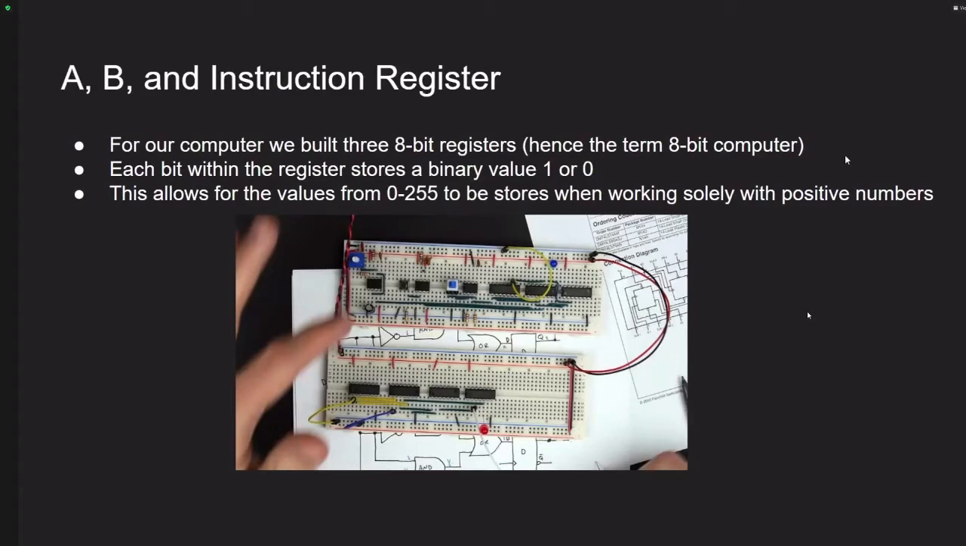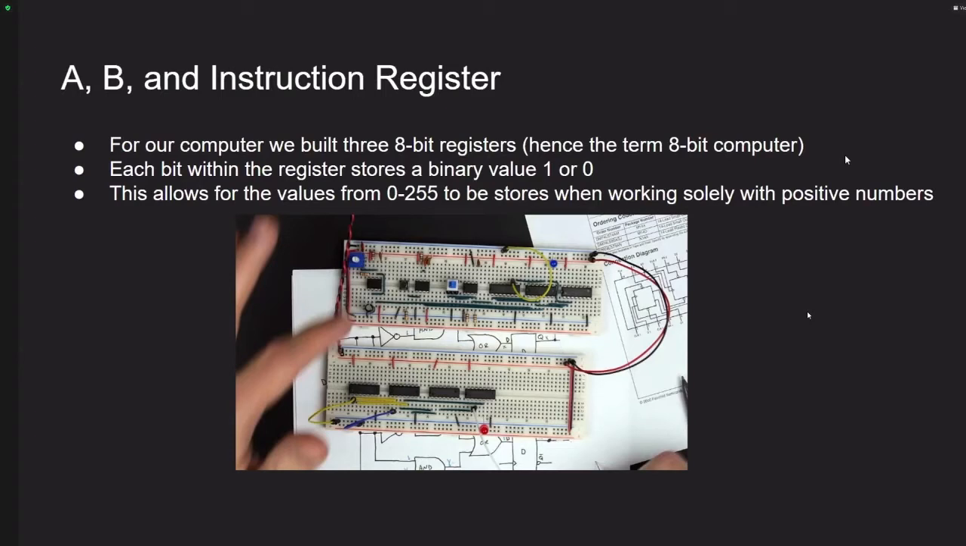So I'm now going to explain the next component of the computer, which Elior briefly touched upon. Now that we have our clock functioning, we're able to move through a process of the computer, as Maya described. But we want to be able to store data, of course. So this is where the registers come in. We have our A, B, and our instruction registers. The registers for our computer are only 8-bit registers.